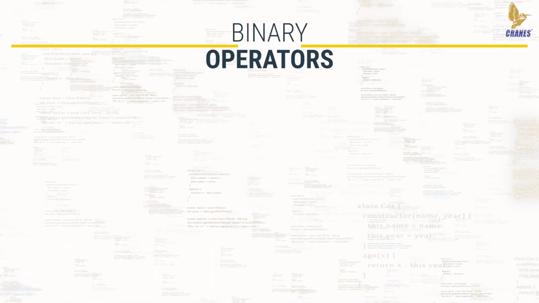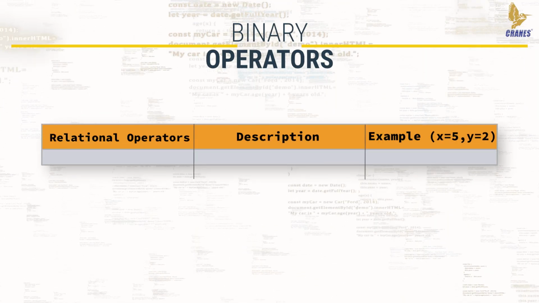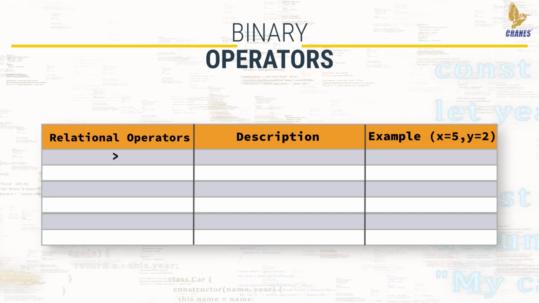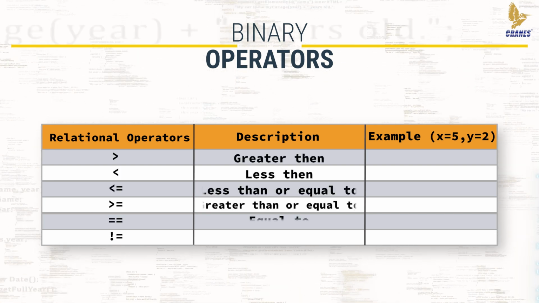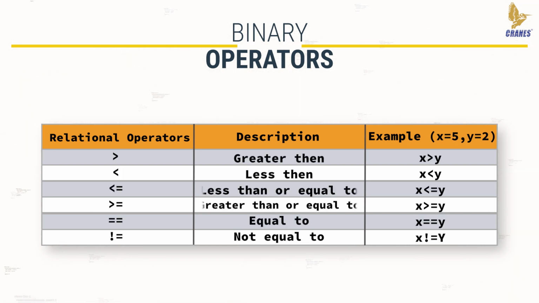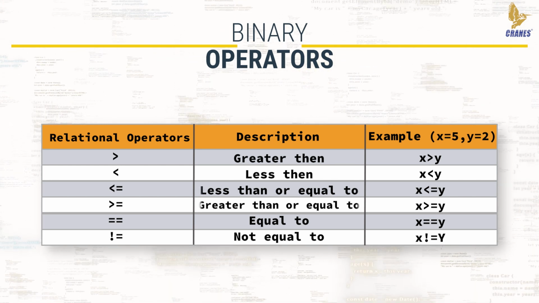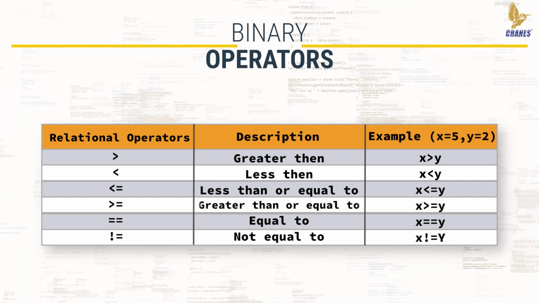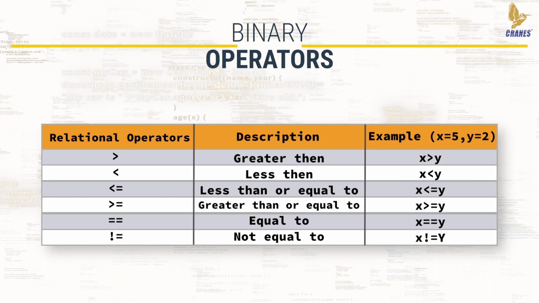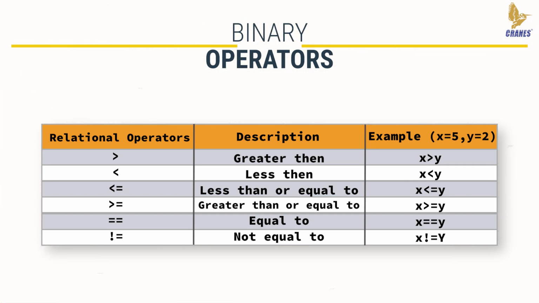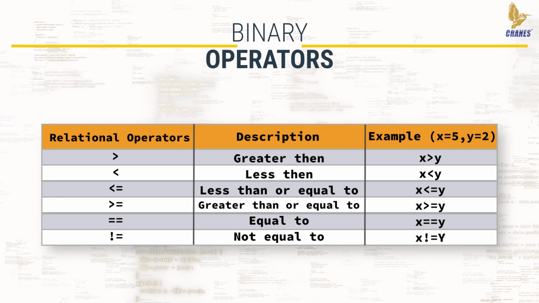Relational operators are used for comparing two operands. First, we have the greater than operator that checks whether the operand 1 is greater than the operand 2. For example, x greater than y. Similarly, we have the other relational operators that are used to compare two operands, and they are less than or equal to, greater than or equal to and not equal to.